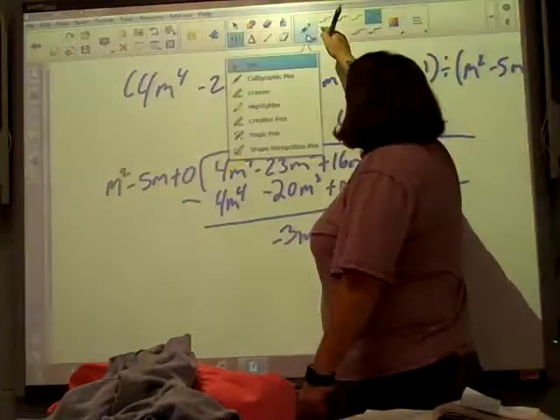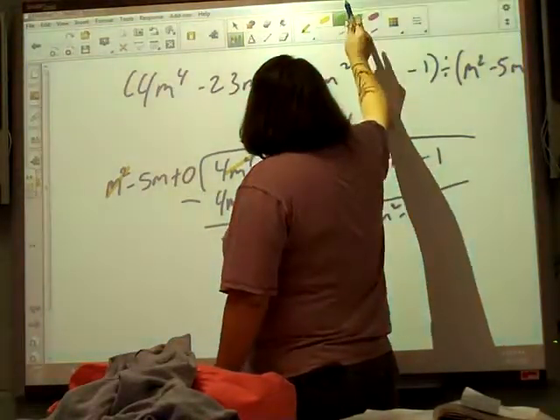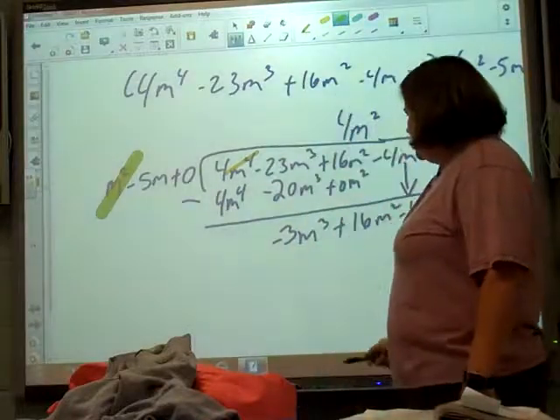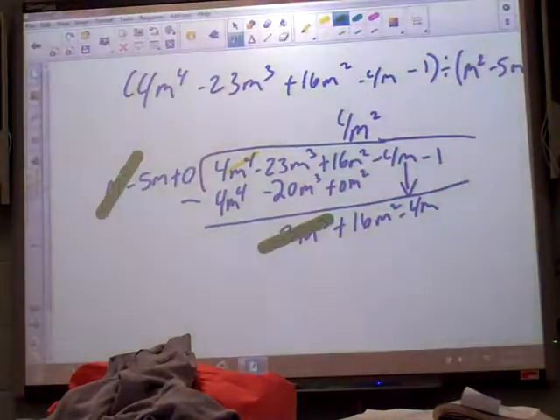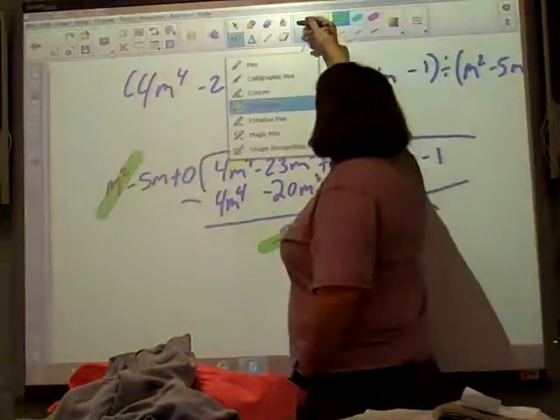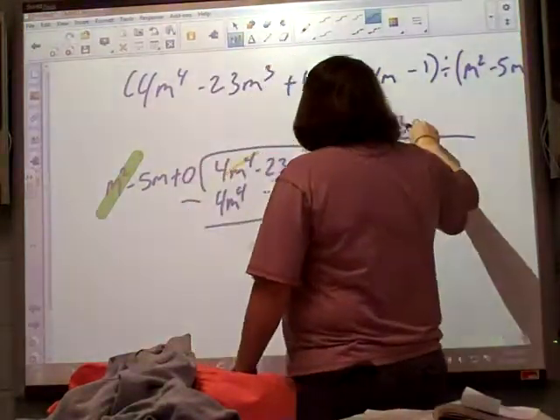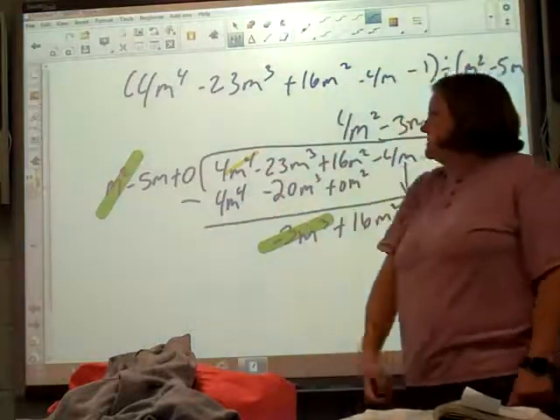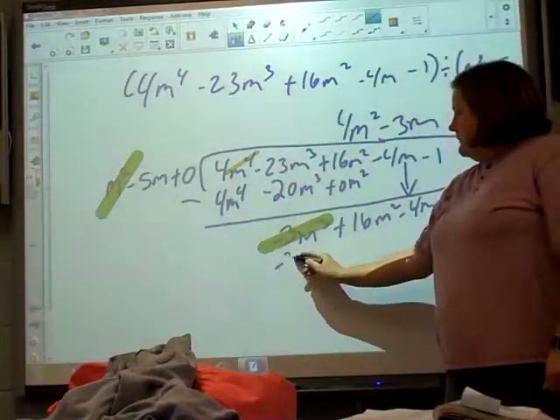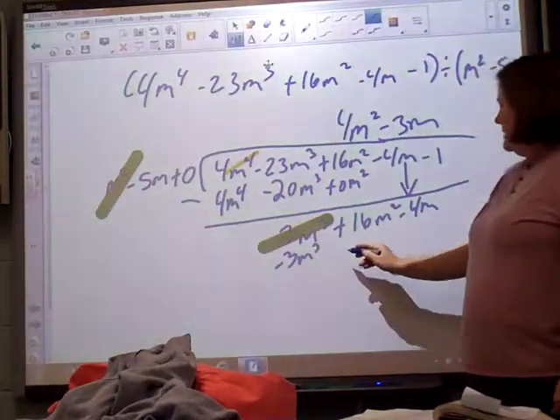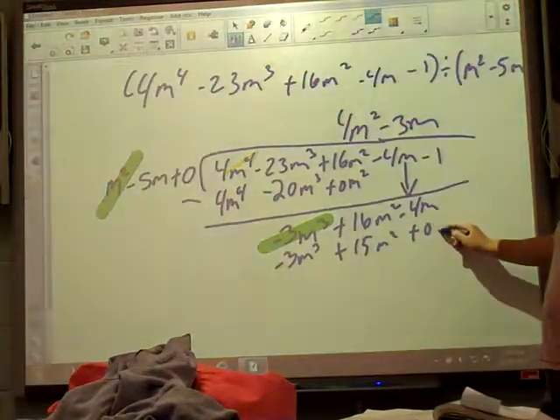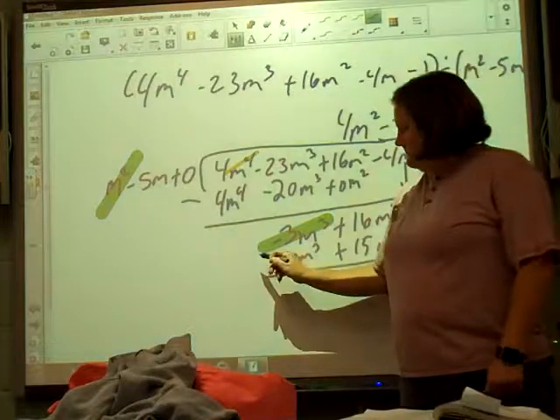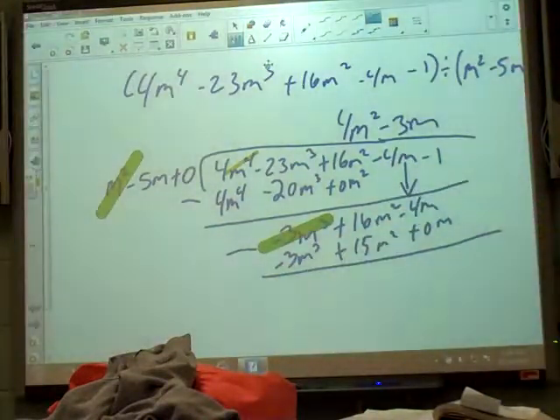Okay, so we start our process over again. M squared times what is negative 3m cubed? Negative 3m. Distribute that to all 3 of those. Negative 3m cubed plus 15m squared plus 0m. Subtract.